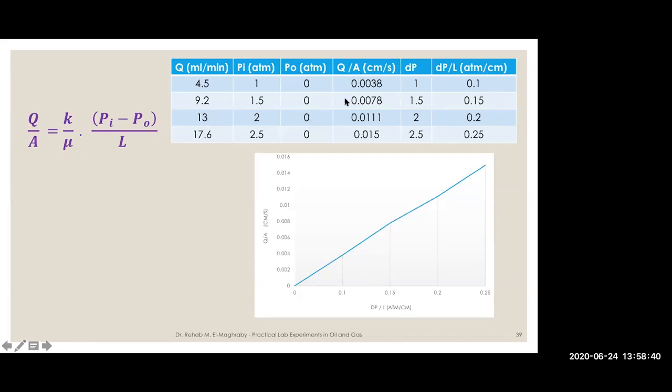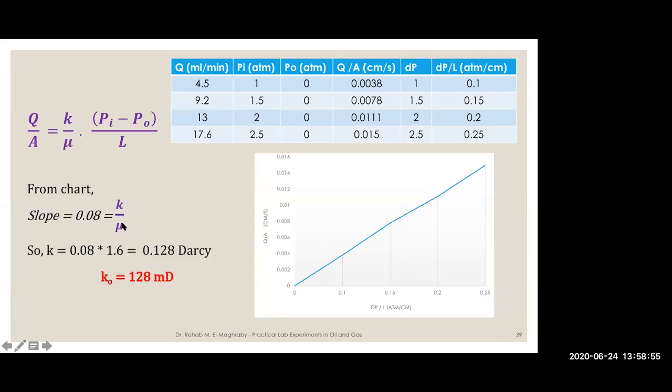You will draw this line versus this, with this on the y-axis and this on the x-axis, and you will find a line passing through the origin, and you can get the slope of this line. You are given the oil viscosity, so you can calculate the oil permeability.